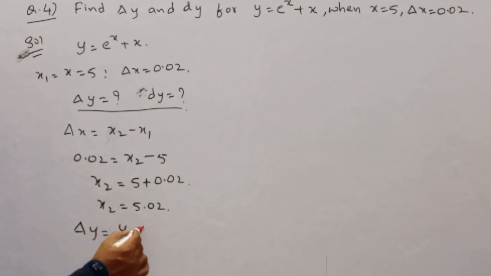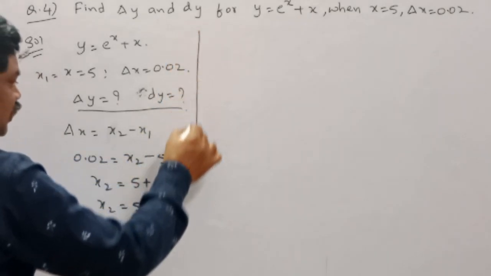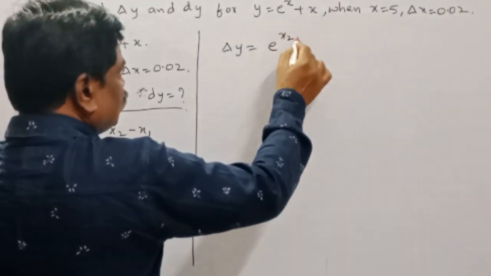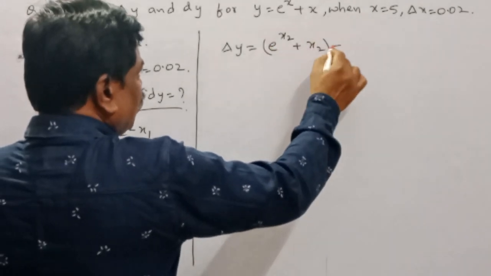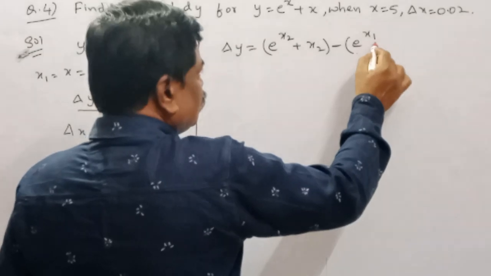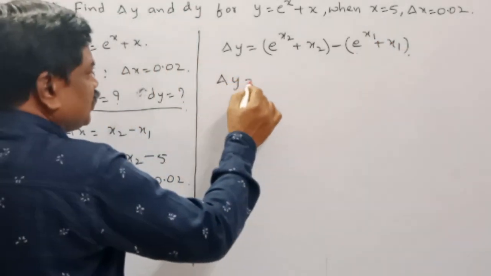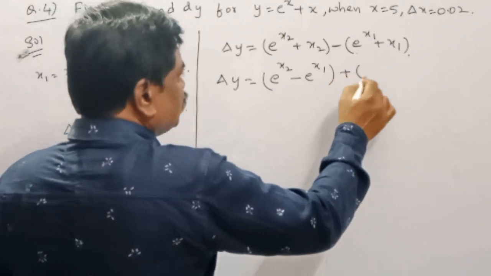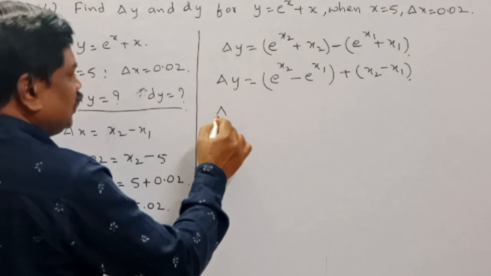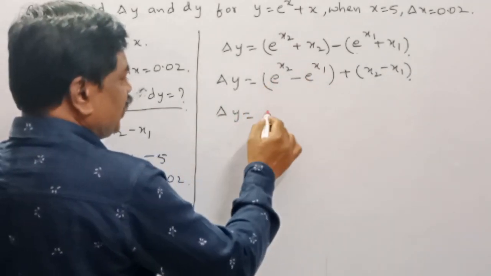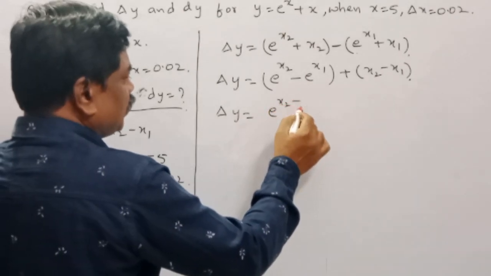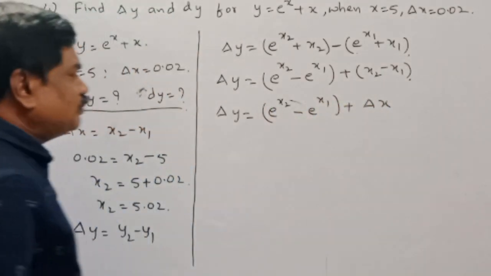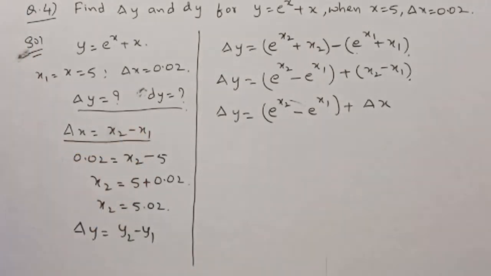Delta y is equal to y2 minus y1. So here delta y is equal to, what is y2? e power x2 plus x2 minus e power x1 plus x1. So delta y is equal to e power x2 minus e power x1 plus this is x2 minus x1. Delta y is equal to e power x2 minus e power x1 plus this is delta x. x2 minus x1 is equal to what? x2 minus x1 is equal to delta x.